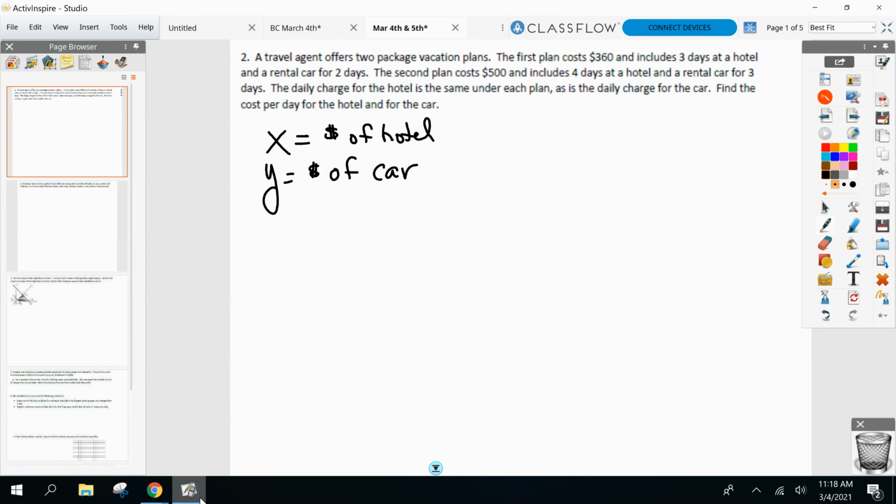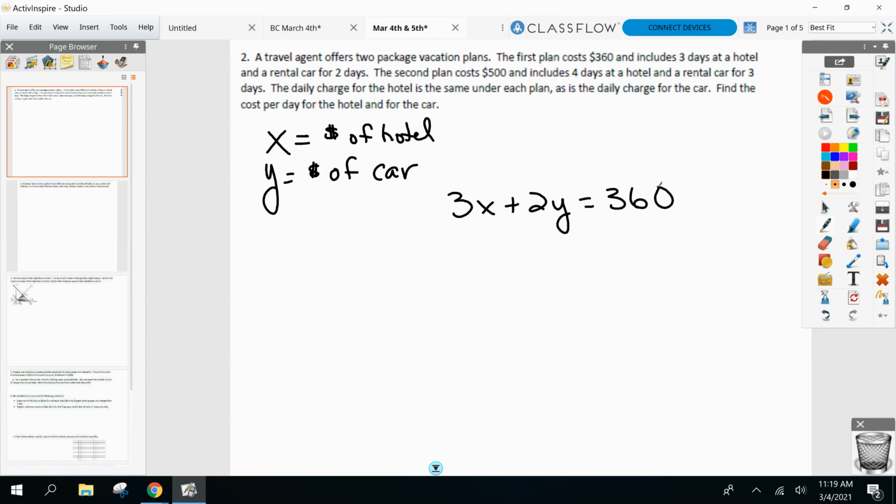Isaiah, here we go. First plan costs $360, right? You had it down, Isaiah. You just didn't use the right total. You gave me the 3 days in the hotel and the 2 days in the rental car, but that wasn't $500. It was another amount. 360. Okay. All right, what do you got for me now? Well, x plus y equals 360. 3x plus 2y equals 260. All right. There we go. 3x plus 2y equals 360. There we go. Everyone good?